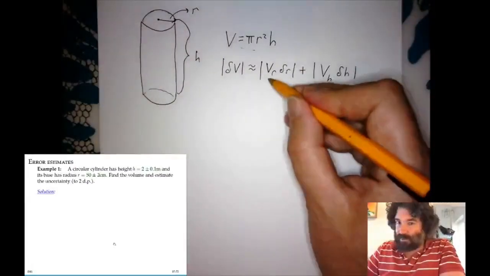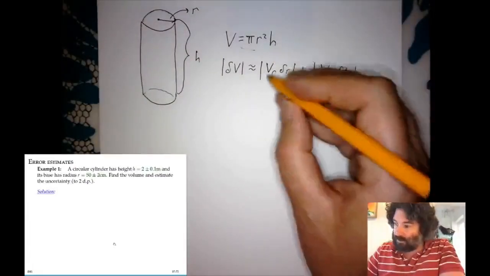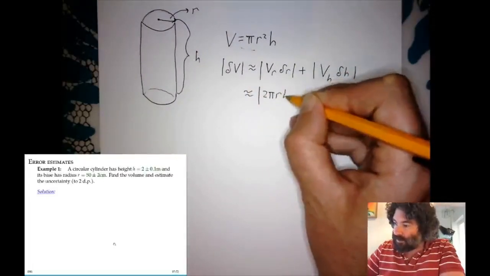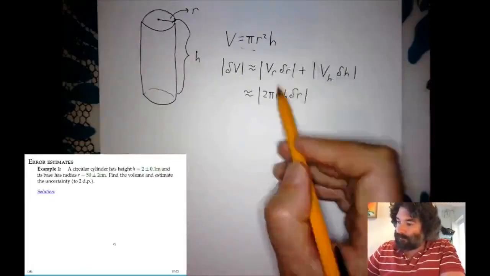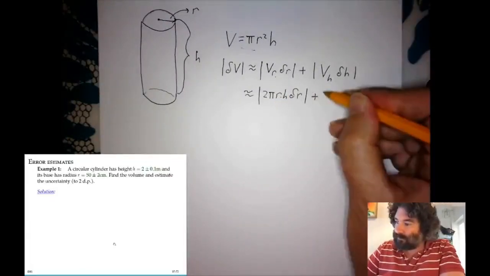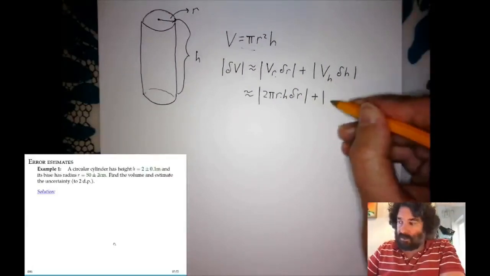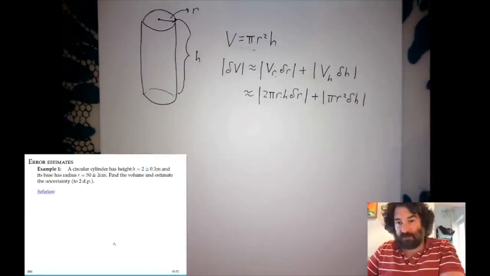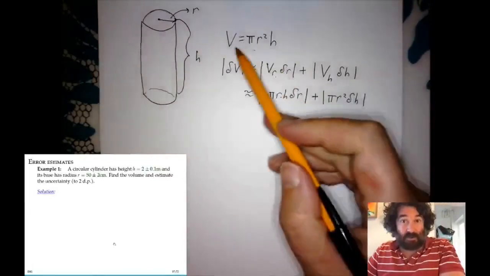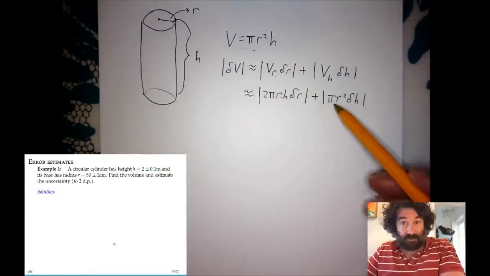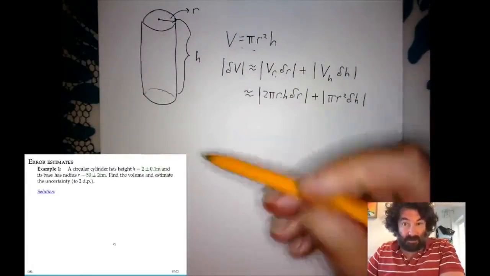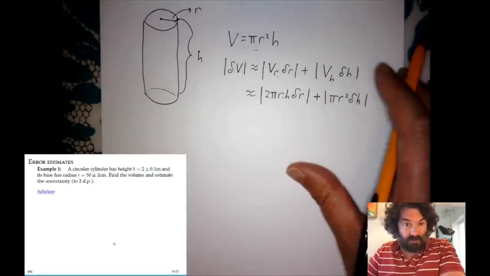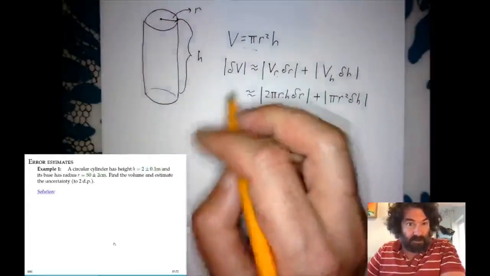Okay, so the partial derivative of V with respect to r is 2 pi r h, times delta r. Put in r. The derivative of V with respect to h is pi r squared, times delta h. Okay, so this is the formula then for V and for the error in V, delta V, and we just need to put in the numbers that are given in the example in order to answer the question, what is the uncertainty? What is the estimate of the error?